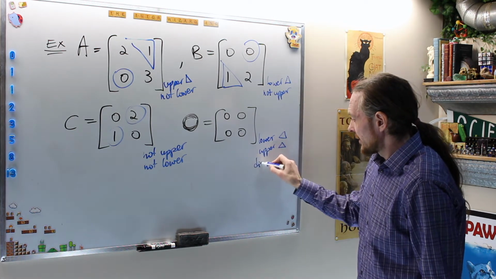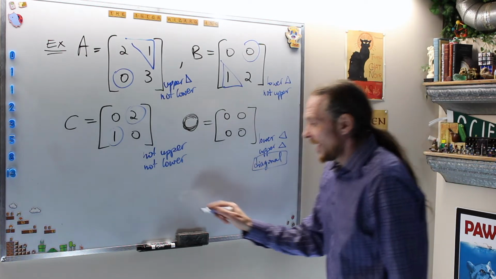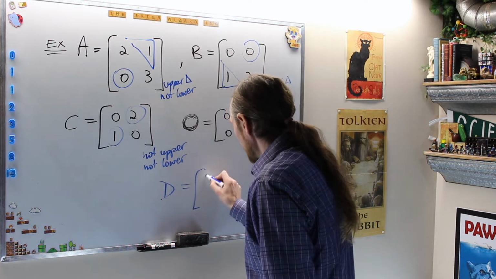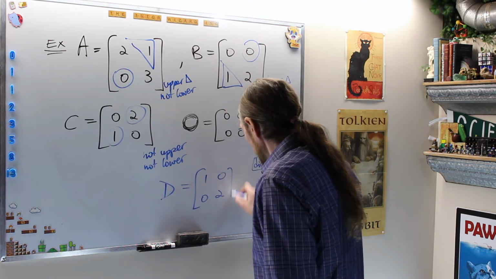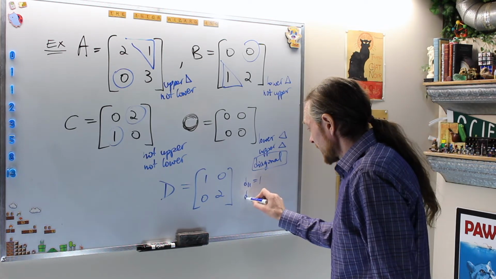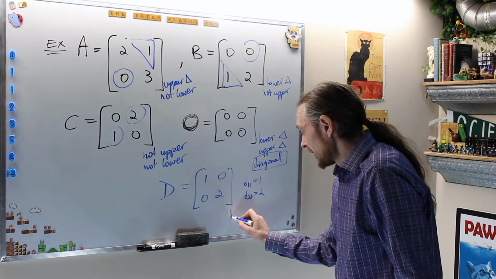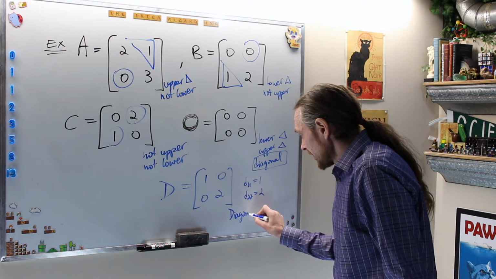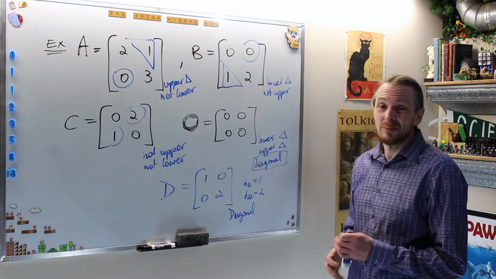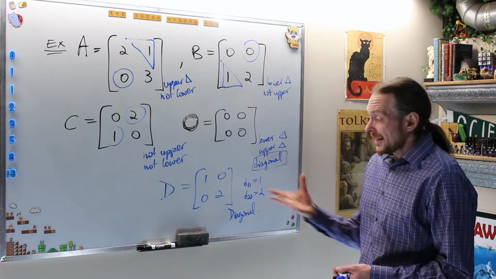And therefore is diagonal. One more matrix, if we talk about D being 1, 0, 0, 2, this is a diagonal matrix. D1,1 is 1, and D2,2 was 2, and we have zeros off the diagonal, so D is a diagonal matrix, which means it is both upper triangular and lower triangular. So this is what we're talking about with upper triangular matrices, lower triangular matrices, and diagonal matrices.